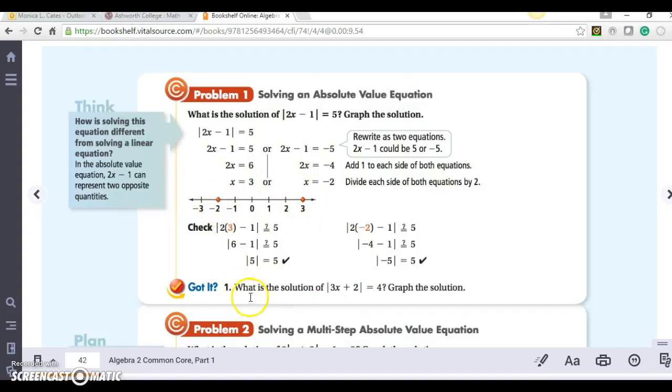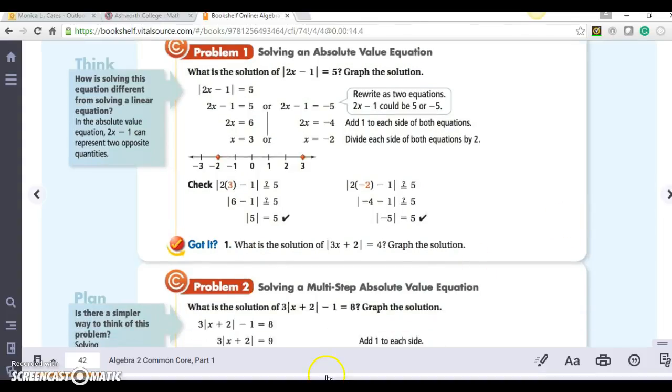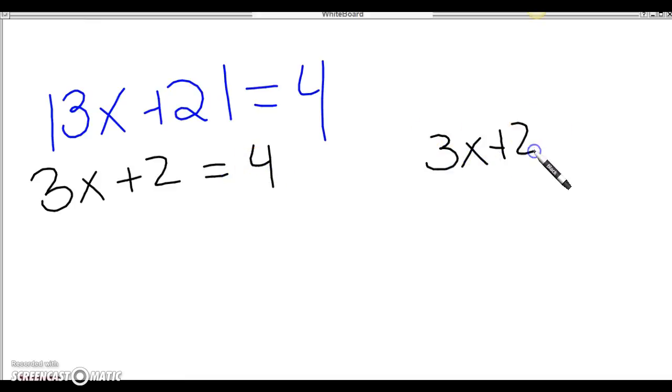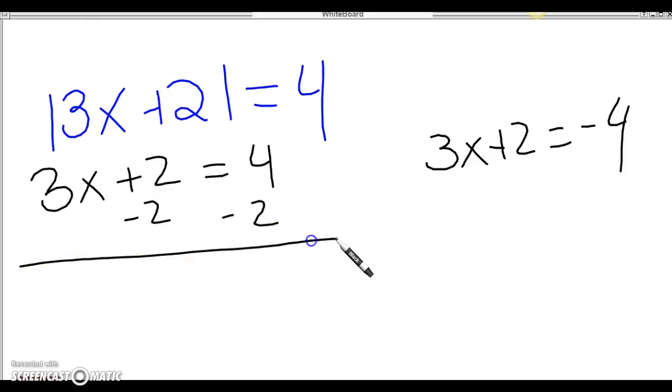Let's look at the second one. We'll be guided now and do it on our own. All right, |3x + 2| = 4. So again, I have my 2 equations. I have 3x + 2 = 4, and 3x + 2 = -4. So I'll solve the first one. I get 3x equals 2.